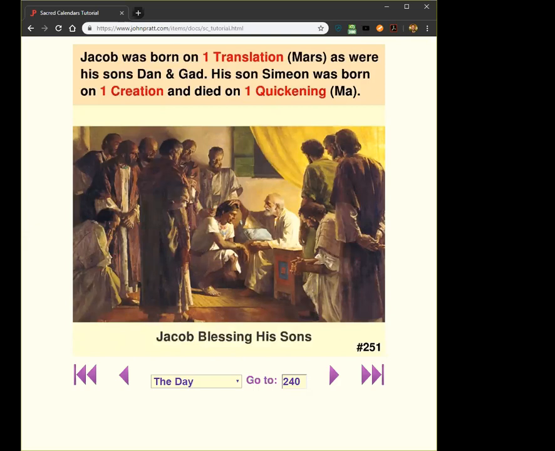Now it's also 1 translation on Mars. His son Simeon was born on 1 creation and died on 1 quickening of Mars. And the picture I show there is him blessing his son, which is not what I have, but I didn't have any other picture, I think. So we will stop on that slide, 251, and continue there next time.